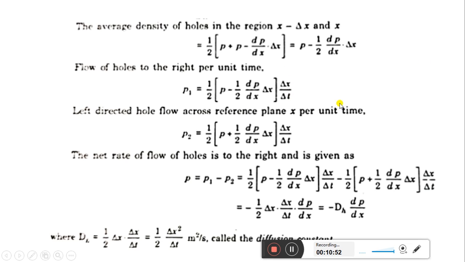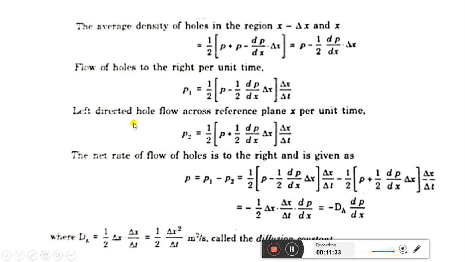Or you can understand it as average mean velocity into average density of holes. The average mean velocity will be half of delta x by delta t, multiplied by the average density of holes in the region x minus delta x. The same thing is written here, and that we have denoted by P1. Now this is the flow of holes to the right we have calculated.